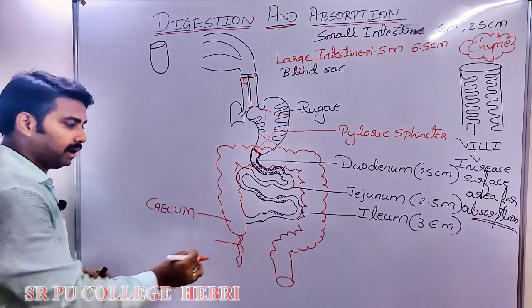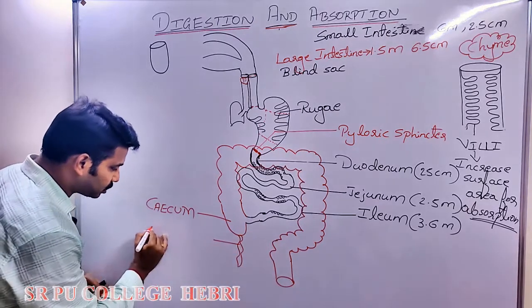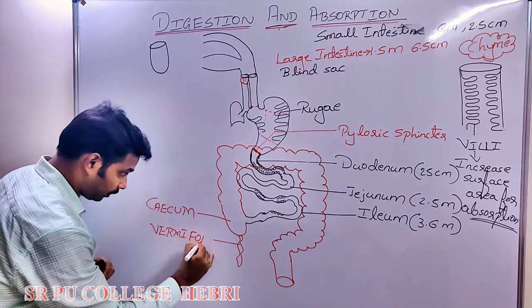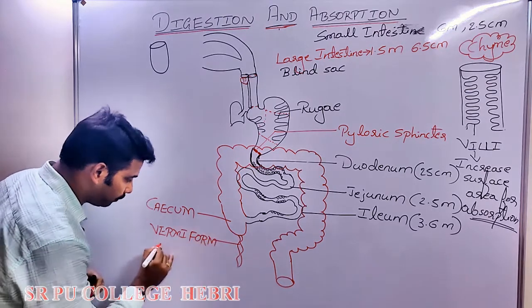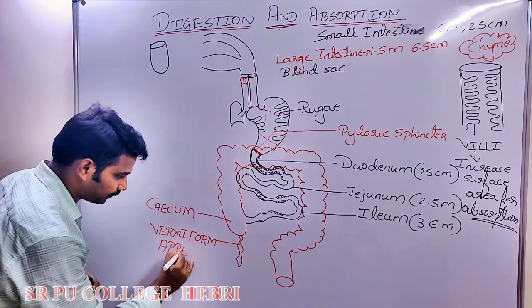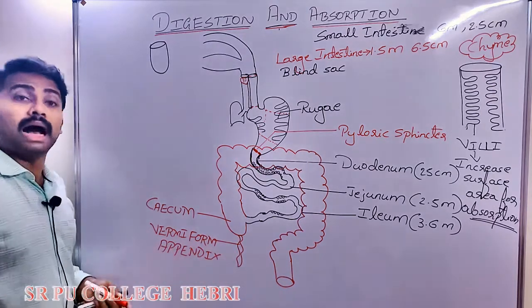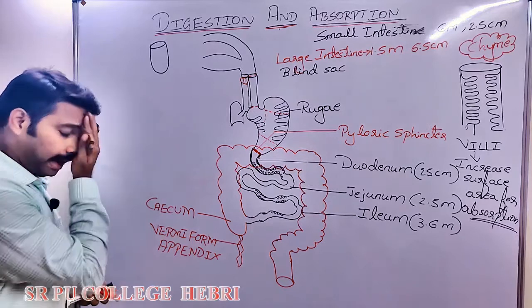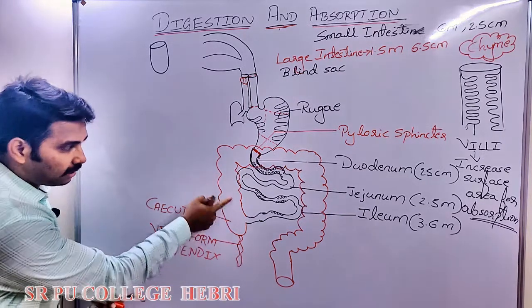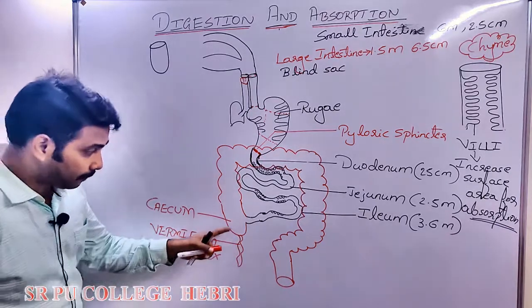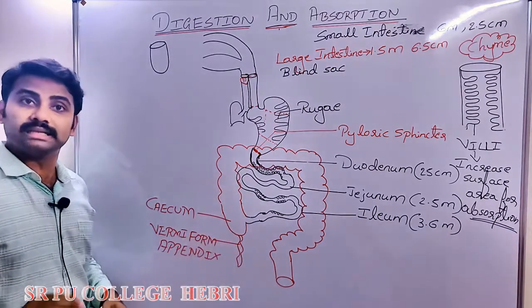a small, a tiny structure which is called what? Vermiform appendix. What is that called? Vermiform appendix, which arises from the posterior region of the cecum.